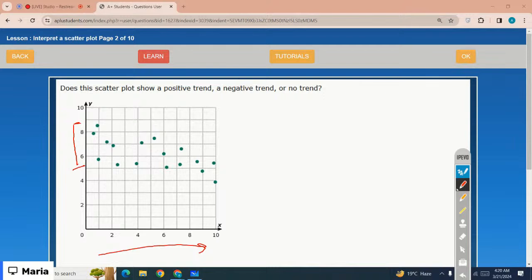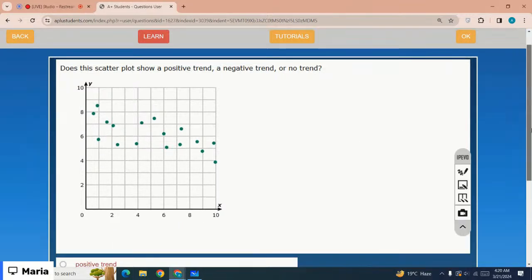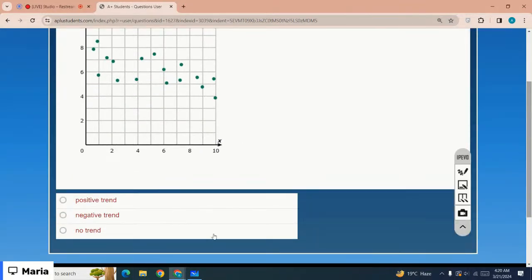So that means the graph shows a negative trend because one of the quantities is decreasing. So that means the graph shows the negative trend. Got it? The correct option is negative trend.